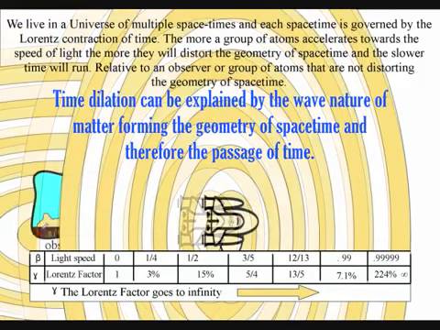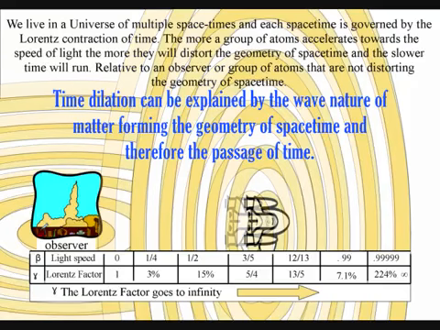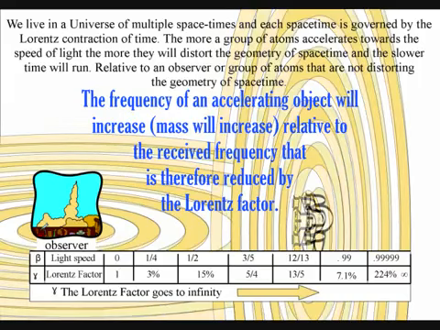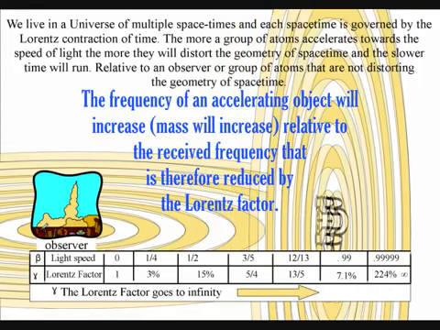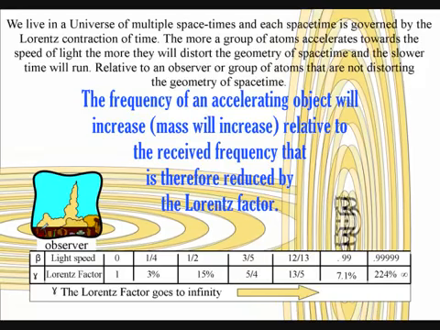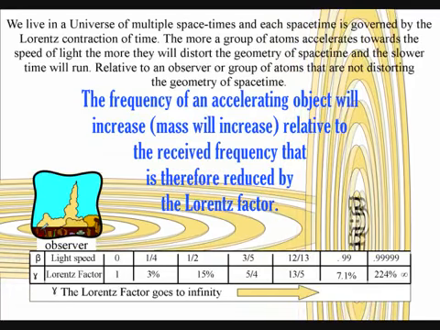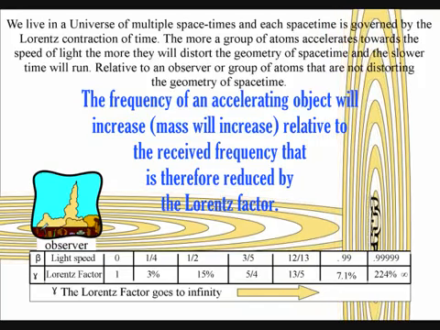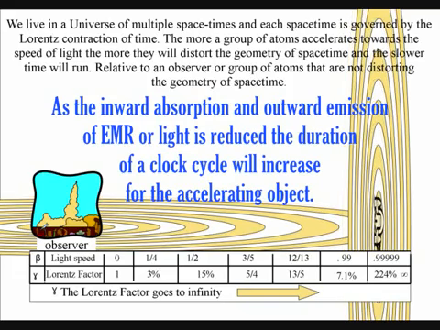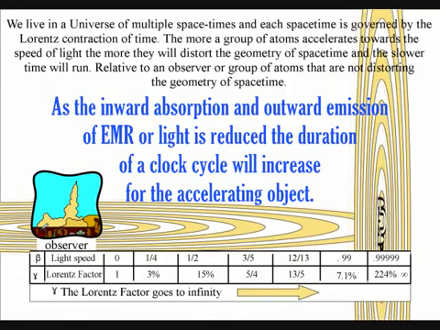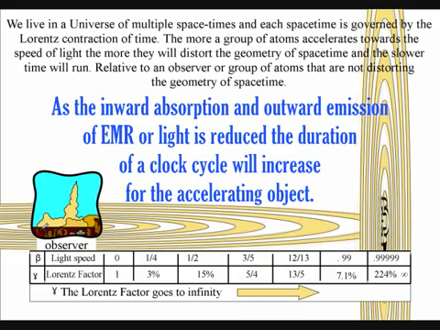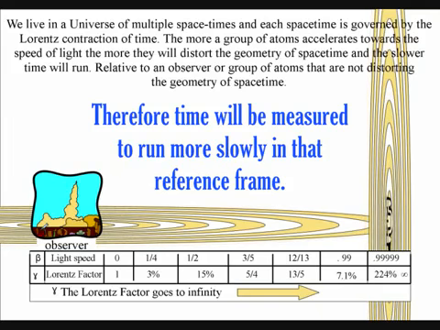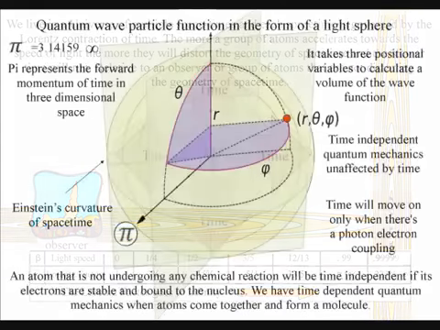We have time dilation for an object accelerating towards the speed of light, and gravitational time dilation around objects of great mass, because the greater the momentum, the shorter the wavelength, and the higher the frequency. The frequency of an accelerating object will increase relative to the received frequency, and is therefore reduced by the Lorentz factor. As the inward absorption and outward emission of electromagnetic radiation is reduced, the duration of a clock cycle will increase for the accelerating object, and time will be measured to run more slowly in that reference frame.